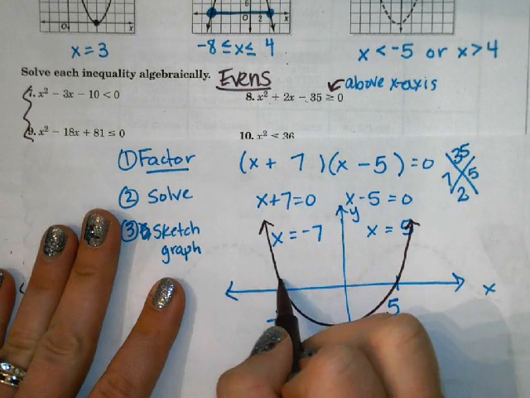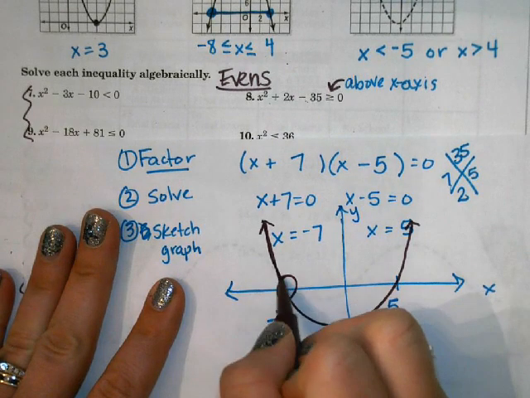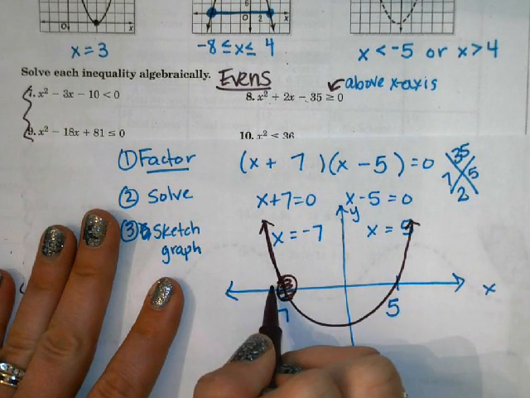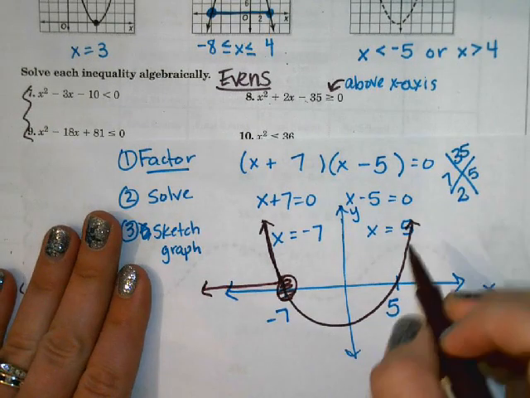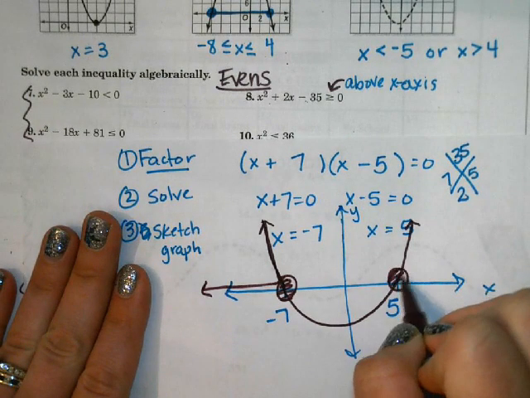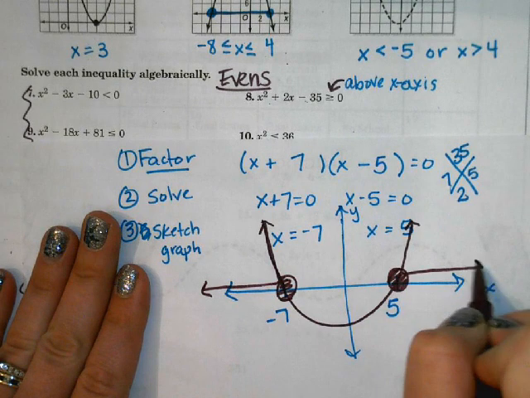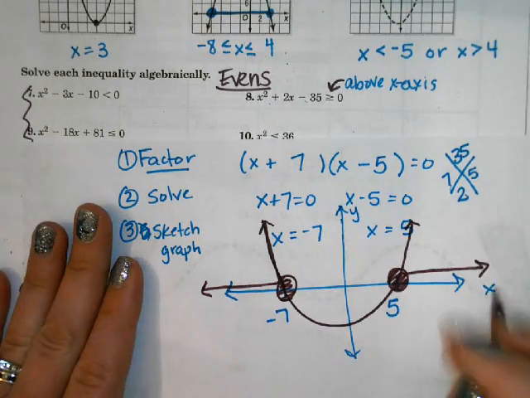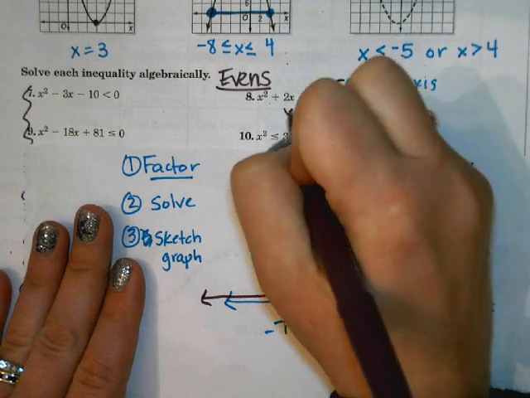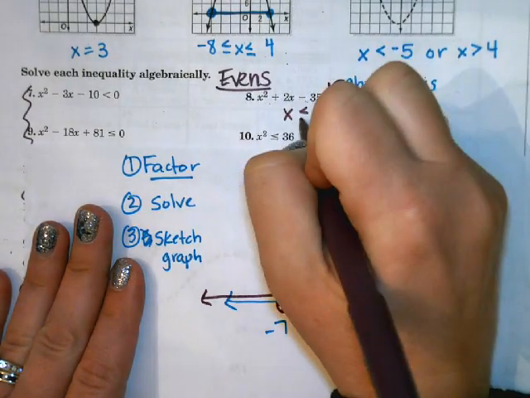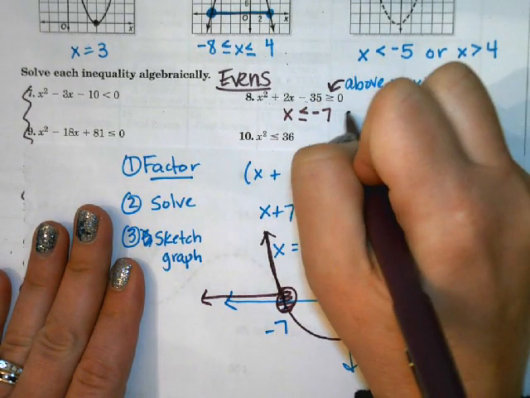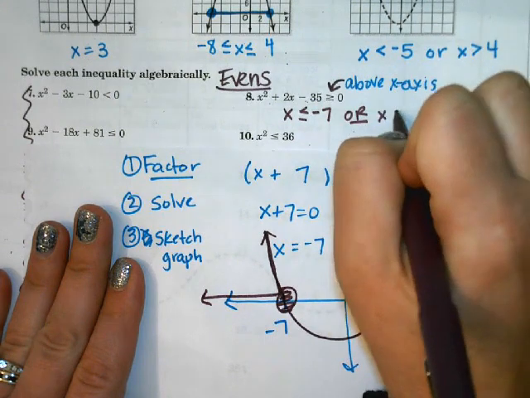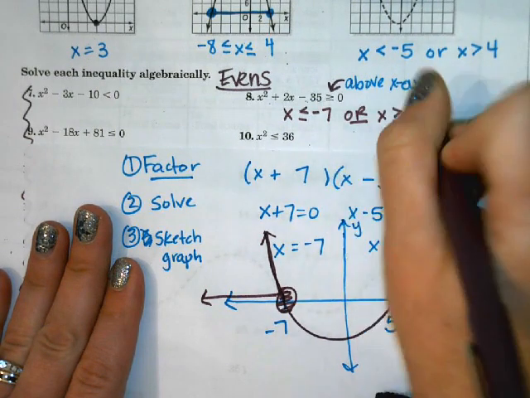Well, he's above the x-axis over here. So numbers that are smaller than or equal to -7 and numbers that are greater than or equal to 5. So x is less than or equal to -7, or x is greater than or equal to 5.